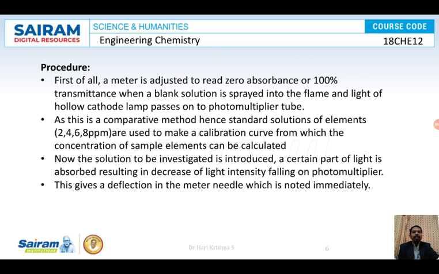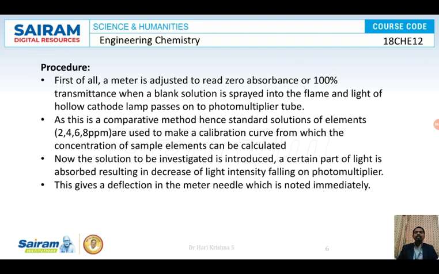So how to perform the experiment? First of all, the meter will be adjusted to 0. Whether it is colorimetric estimation or flame photometric estimation, the initial reading will be the blank reading, that is 0 reading. 0 absorbance means 100% transmittance will be present. So the blank, which is water, will be sprayed.